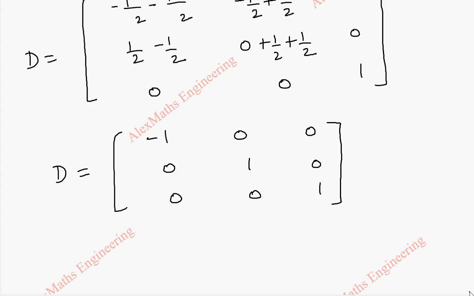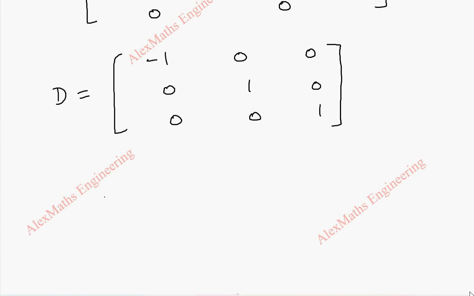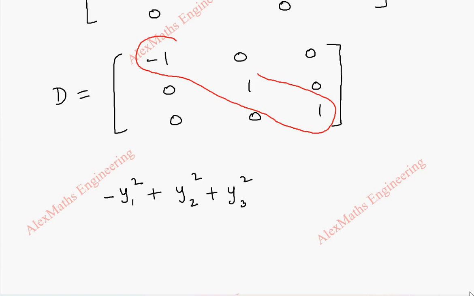Now we are going to write this in the canonical form. The canonical form is minus y1 square plus y2 square plus y3 square. So we have taken the elements of the leading diagonal, which are nothing but the eigenvalues of the matrix A, which we got from the quadratic form. Thus we got the canonical form.